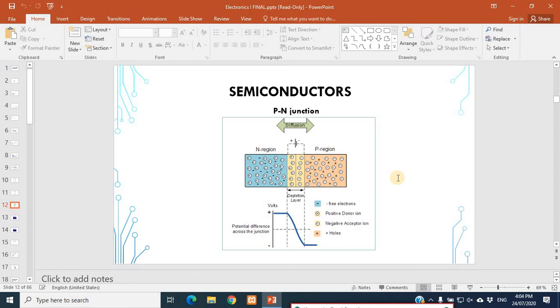Anyway, we'll get there. So p-n junction, now we look at doping, where we create free holes in the material. Now, first of all, before I move on, let me say this.